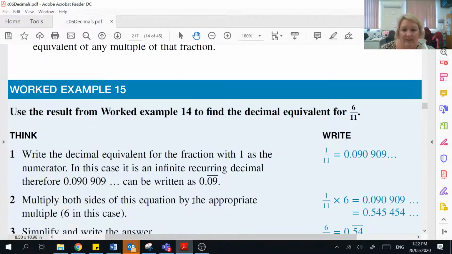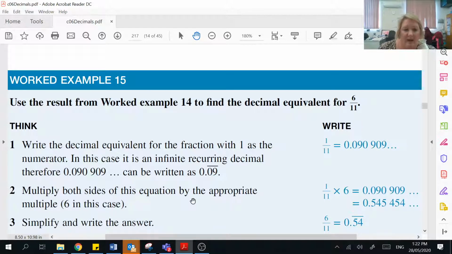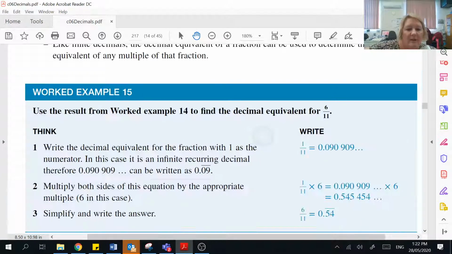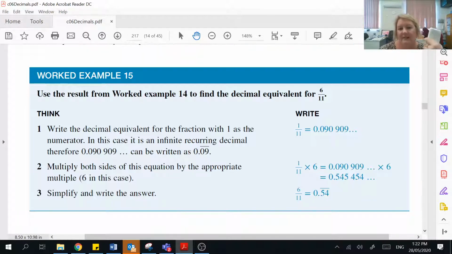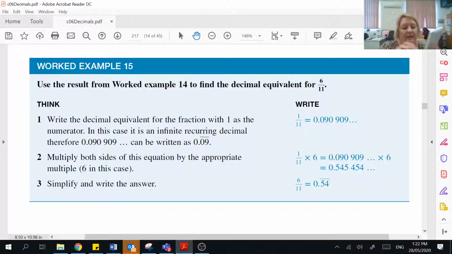I didn't finish that sentence and I apologise. Okay, use the result from worked example 14 to find the decimal equivalent for 6/11. You've got your calculator there. 6 divided by 11 equals 0.545454. How would we write that? You can either have a dot over both of those numbers or a dash over both of those numbers.